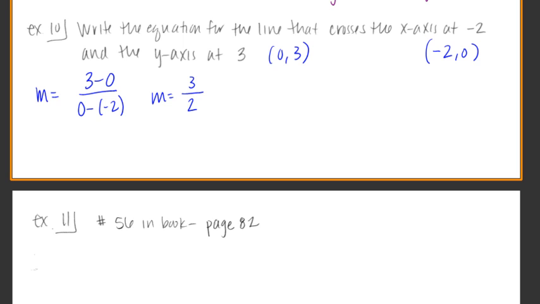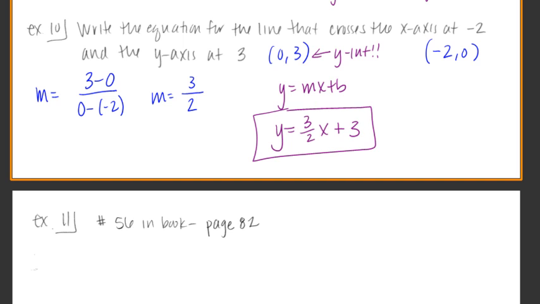All right, now, finally, look at this right here. I can use this really special trait. If we're going to cross the y-axis at 3, don't I know my y-intercept? Yes, I do. This right here finally is my y-intercept. I can use the shortcut. I can now use y equals mx plus b because I know my slope and I know my y-intercept. So it's just y is equal to 3/2 x plus my y-intercept, which is 3. And there is my answer, just like that.